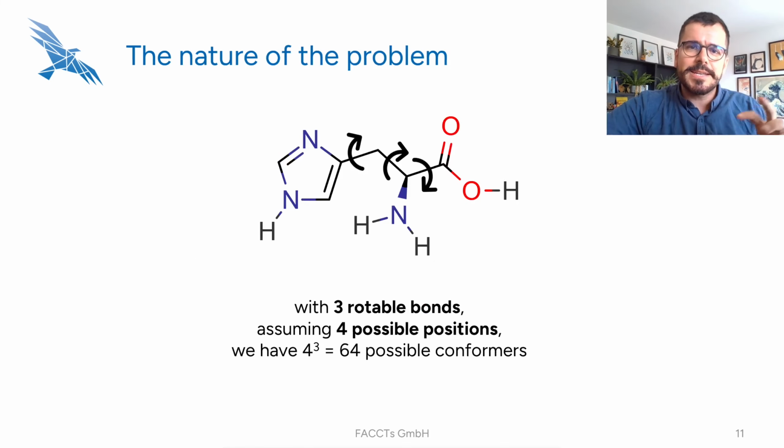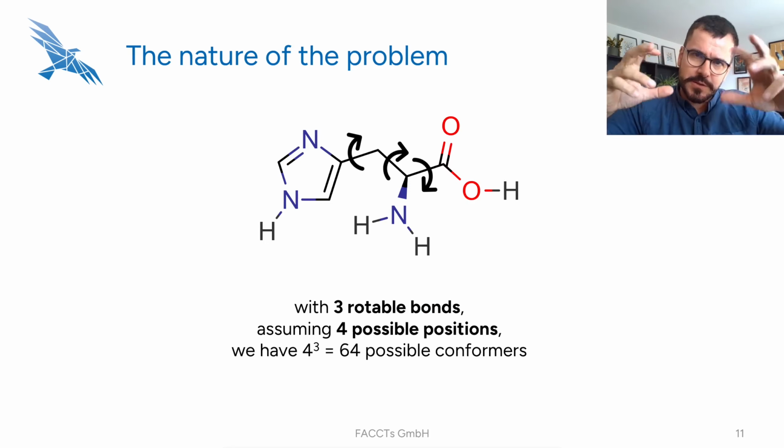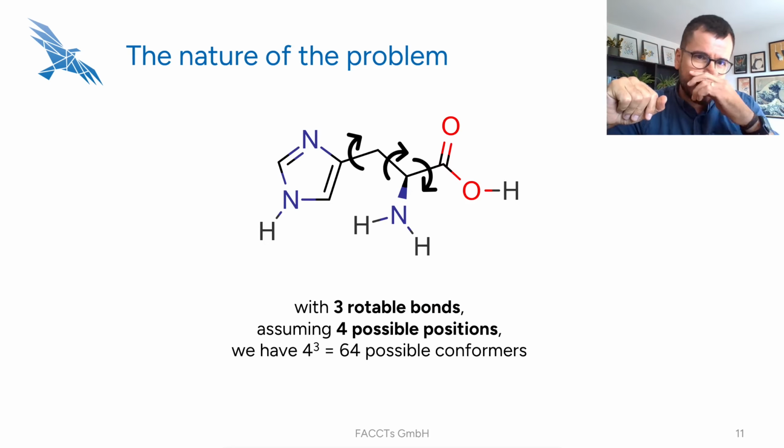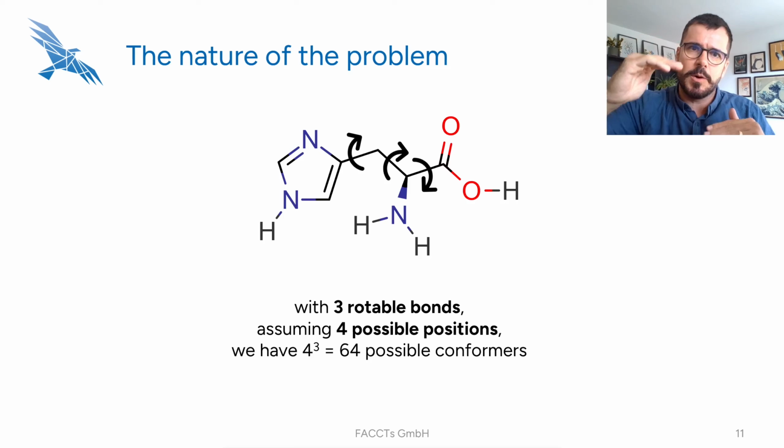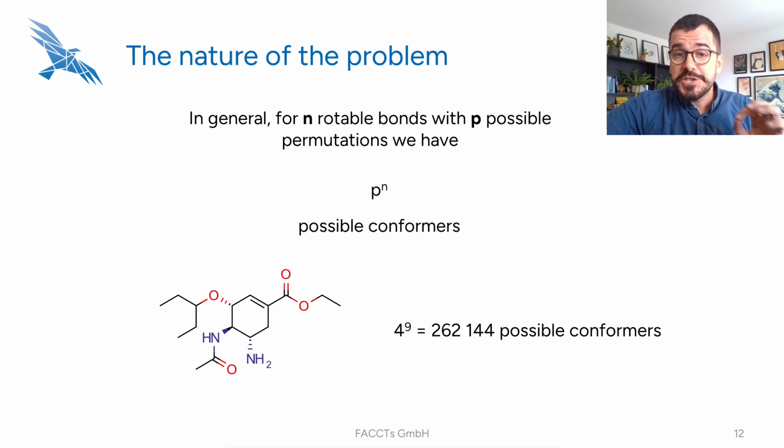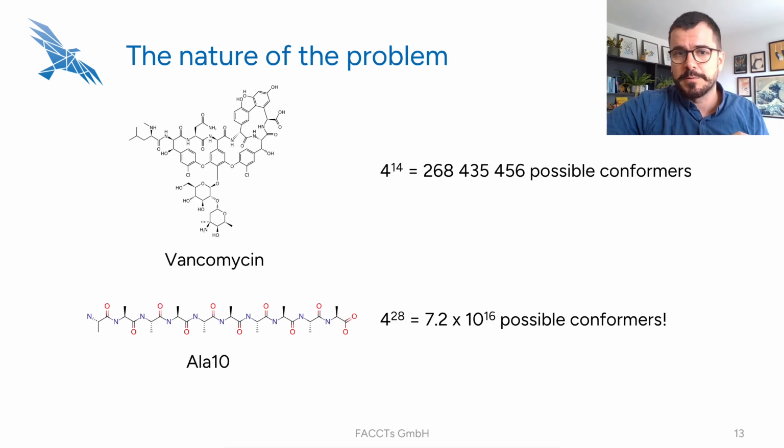So let's take histidine again. Suppose you have 3 rotatable bonds, and assuming 4 possible positions for each dihedral, that gives us 4 to the power of 3 possibilities, which is 64 conformers. Now, I said we have a little bit more than 20, but that's on the small energy range. Overall, you have more or less about that amount. In general, for n rotatable bonds and p possible permutations, we have something like p to the power of n possible conformers. For oseltamivir, that would already be 260,000 possible conformers.